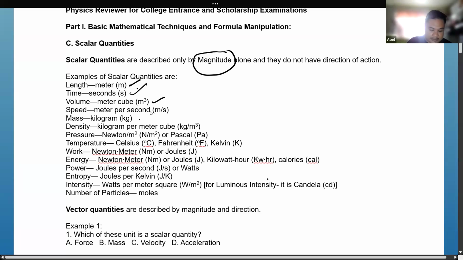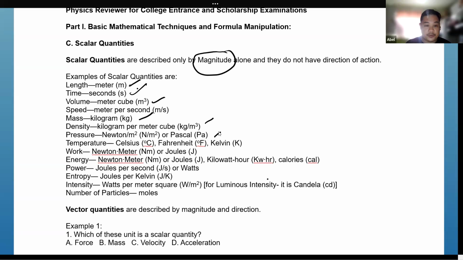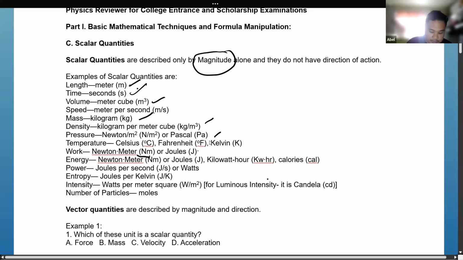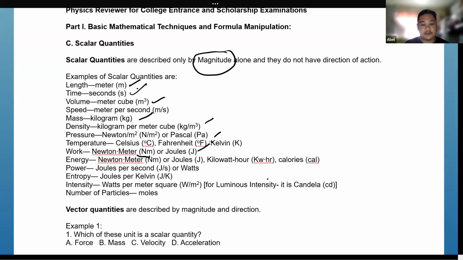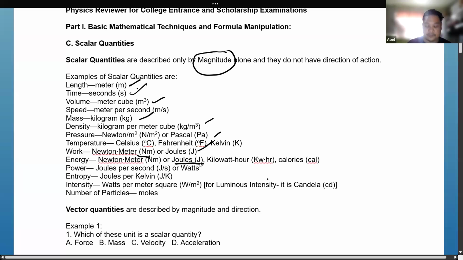Speed, the unit is meter per second. We also have the mass, the density, pressure, the unit is Newton per meter square or pascals. The temperature, take note for the temperature, we have Celsius, Fahrenheit, Kelvin. The other unit would be Rankine. How about for work? For work, we have Newton meter as our unit or joules. Another synonymous term for work would be energy, but we're going to tackle that further later. And the unit of energy is also Newton meter or joules. It can also be stated with kilowatt hour or sometimes in terms of calories.